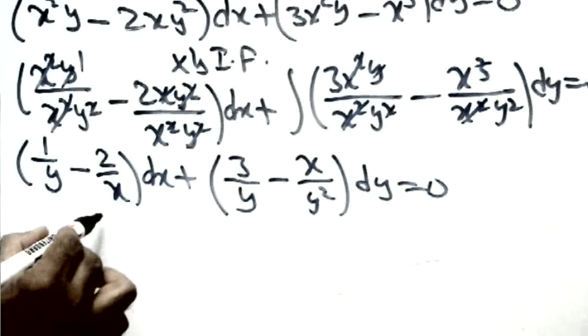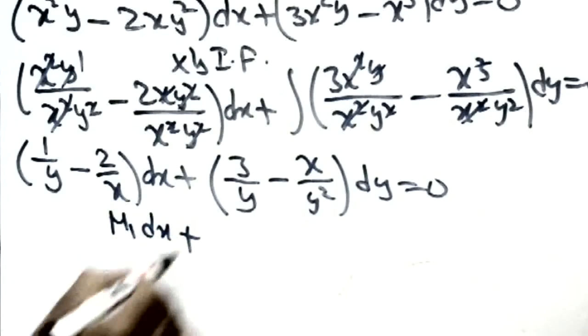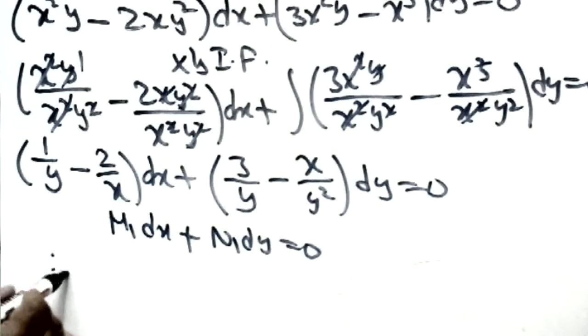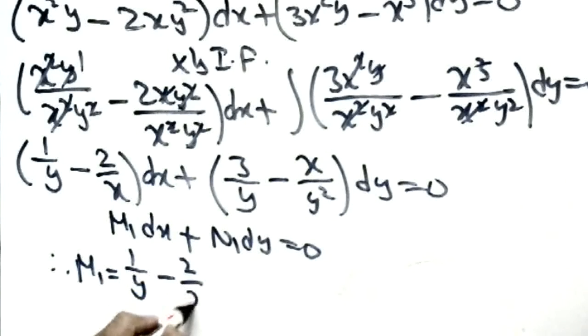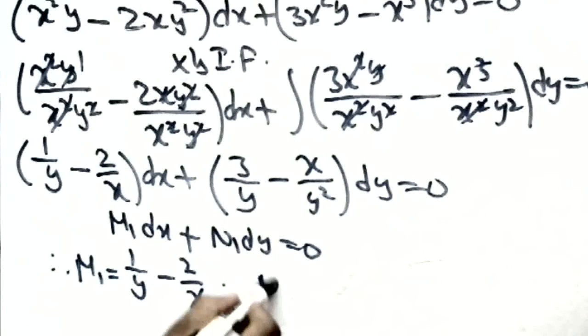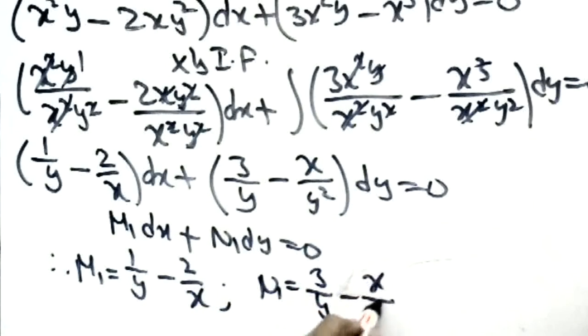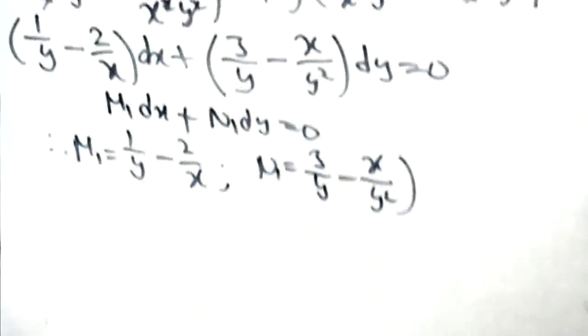Now again let me see whether it is exact form or not. Previously we kept here m1, let me substitute m1. Suppose we take m1 here, plus n1 dy equals to 0. Therefore m1 equals to 1 by y minus 2 by x and n1 equals to 3 by y minus x by y square.